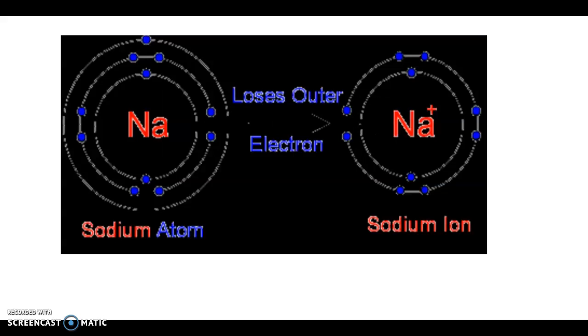So just to give you a little visual of what that looks like, if we have a sodium atom versus a sodium ion, a sodium atom, if it's neutral, will have 11 protons and 11 neutrons, 11 electrons rather. So we have 11 protons, 11 electrons out here on the outside, and once sodium loses that outer electron, it now has 10 electrons.